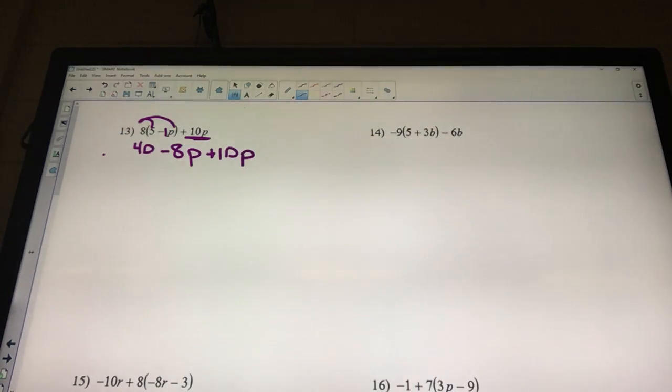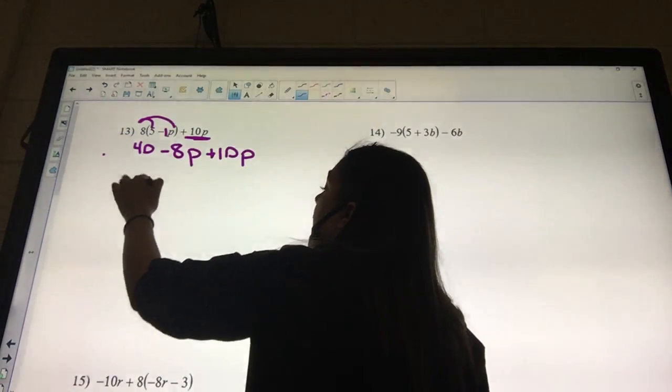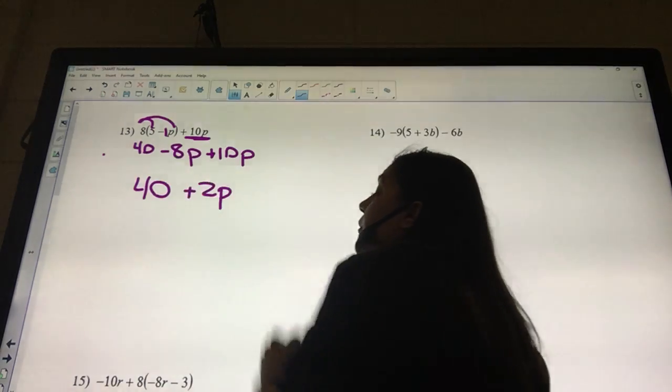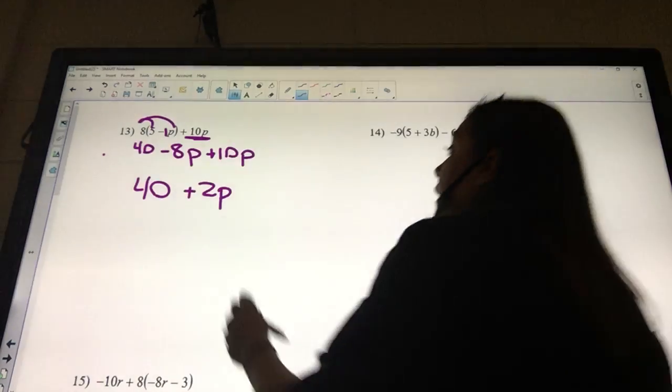The p's. Negative 8p plus 10p. Yep, so what am I going to get for that? 2p. Plus 2p. But it's not p squared. That's where some people get mixed up. If you multiply, you add the exponent, but when we add, we just put them together.